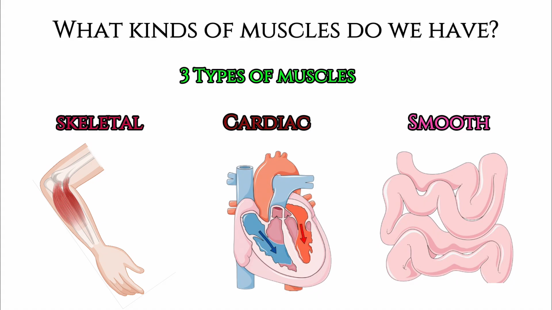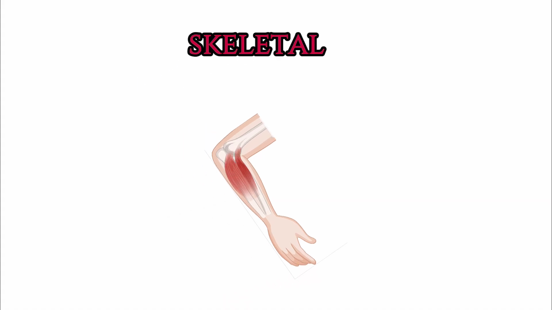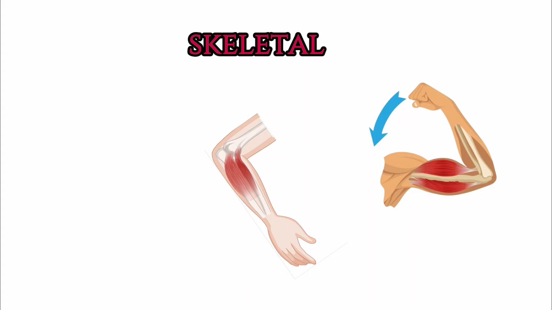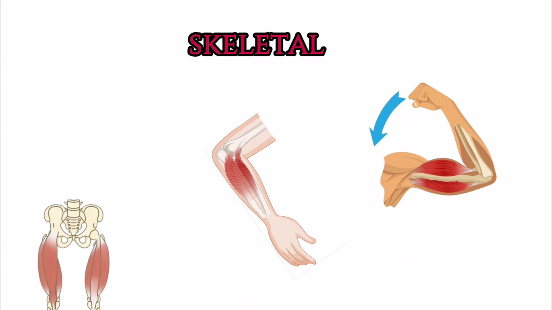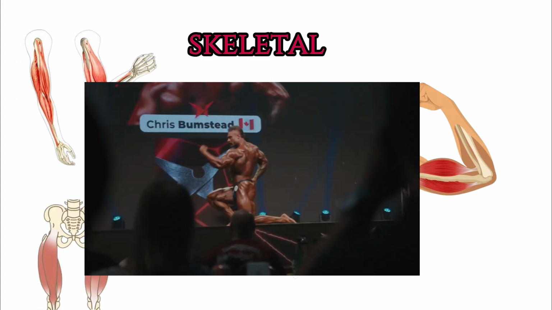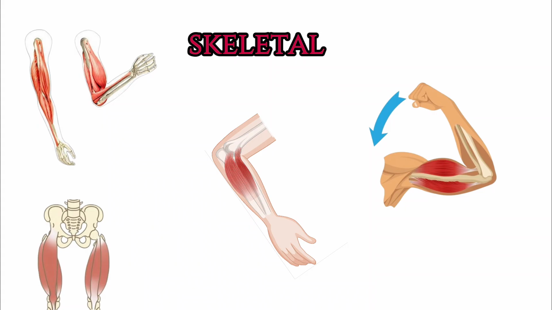So I could easily make videos on each of these types of muscle, but today's video is going to be focused on the skeletal muscle. So these are the muscles that we think of most of the time when we're talking about muscles. We're thinking of the bicep, we're thinking of the quads, and we're thinking of the triceps. Muscles that we can voluntarily control. Firstly, we're going to look at the different parts of a muscle.